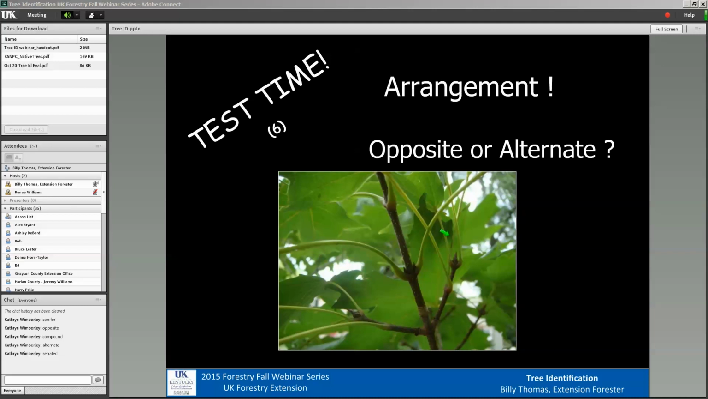What's the arrangement of this? Is it opposite or is it alternate? Again, what are we looking for? We're looking for the little buds, and that tells us the arrangement. Excellent. Opposite one another. You all are doing great.